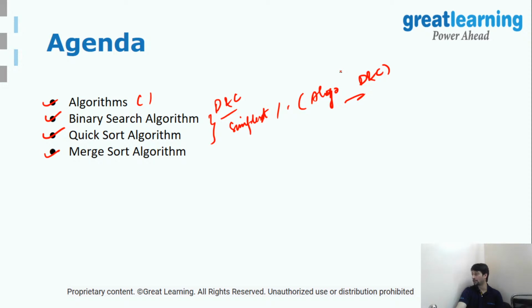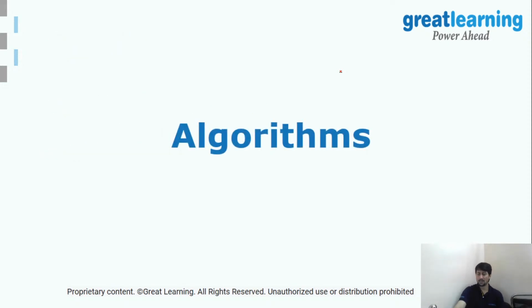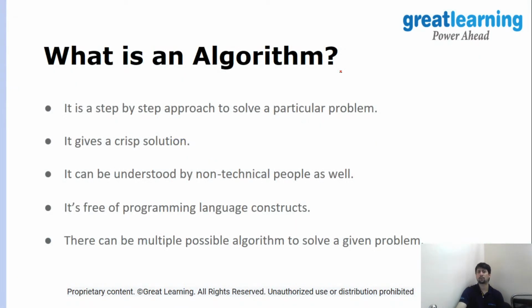Okay, cool. So now let's start. First we are going to talk about what is an algorithm. An algorithm is nothing but a step-by-step approach to solve a particular problem. Let's suppose you have a problem and you want to find the solution of it. What is the first thing that you do?